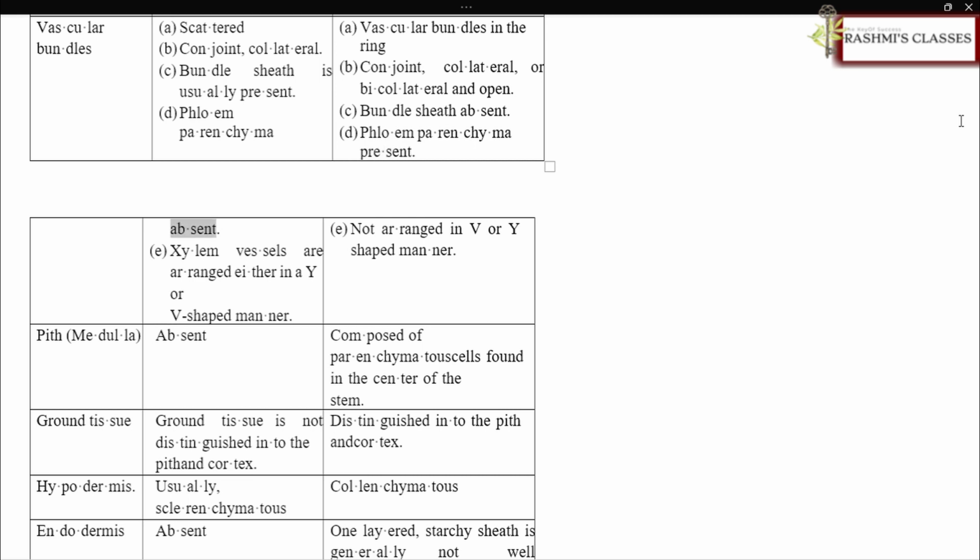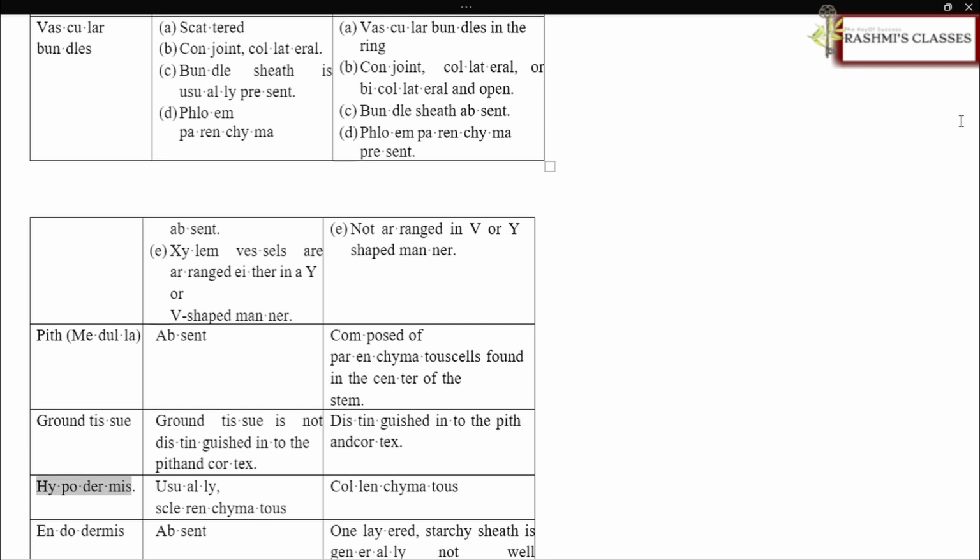Absent. Xylem vessels are arranged either in a Y or V-shaped manner. Not arranged in V or Y-shaped manner. Pith, medulla. Absent. Composed of parenchymatous cells found in the center of the stem. Ground tissue. Ground tissue is not distinguished into the pith and cortex. Distinguished into the pith and cortex.